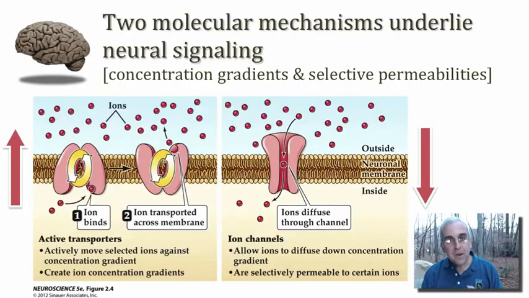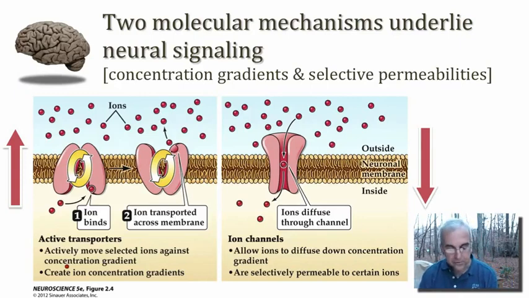And they are the establishment of a concentration gradient of a permeant ion, and then the flow of that ion down its concentration gradient through some kind of mechanism that allows for permeability through the plasma membrane. So these two mechanisms map roughly onto two different kinds of proteins that are found in the neuronal plasma membrane.